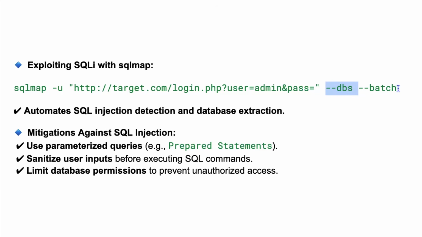Then we're going to extract the database and batch it all together so that we can potentially find that information. This specific tool automates SQL injection detection and database extraction on your behalf. As long as you run the command, it'll do the work for you, and it'll iterate through hundreds, if not thousands, of different iterations to try to find the information that you're looking for.